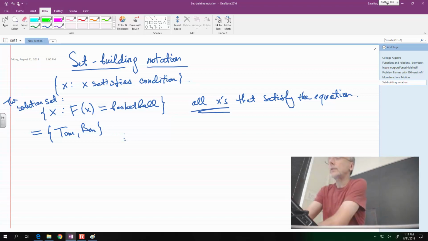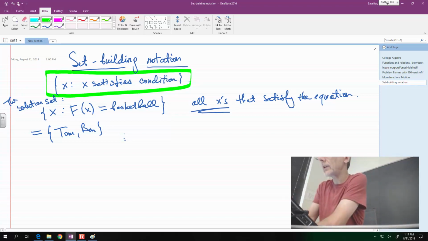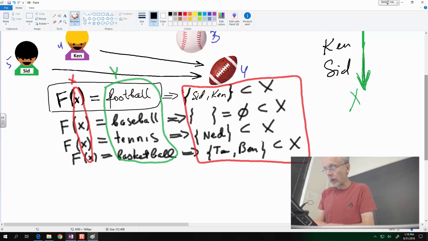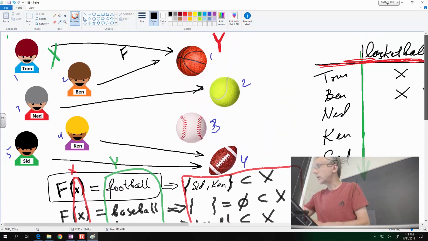So this is once again set building notation, and even about such a simple function you can ask many questions and impose different restrictions on the sets. It doesn't have to be an equation. For example, if I'm looking at my set, I could create a set of all boys who wear red shirts. That set will consist of a single person, Ned.